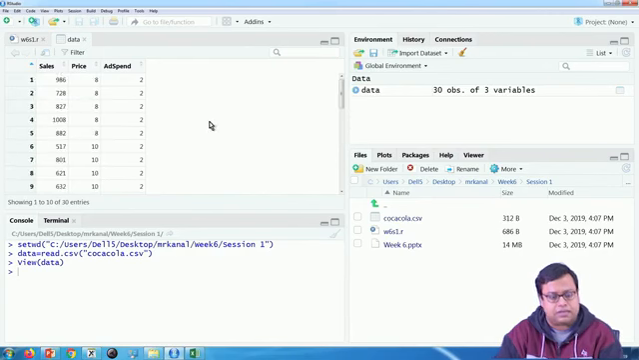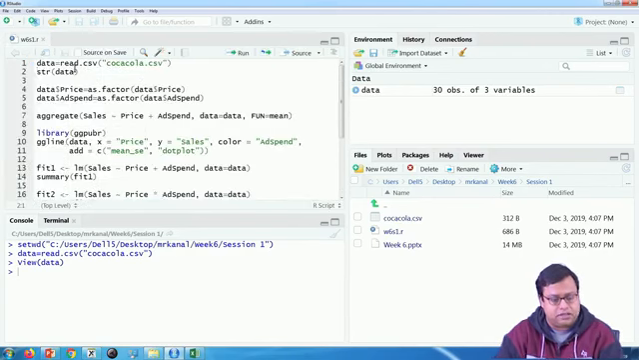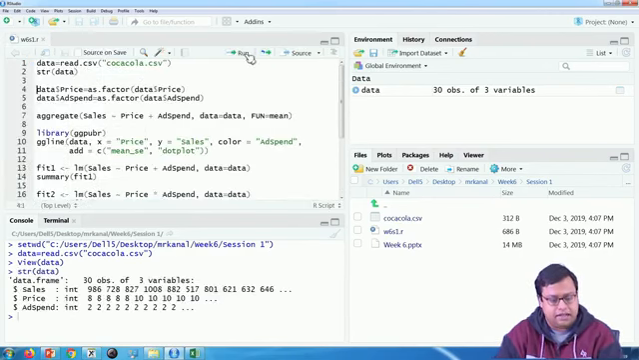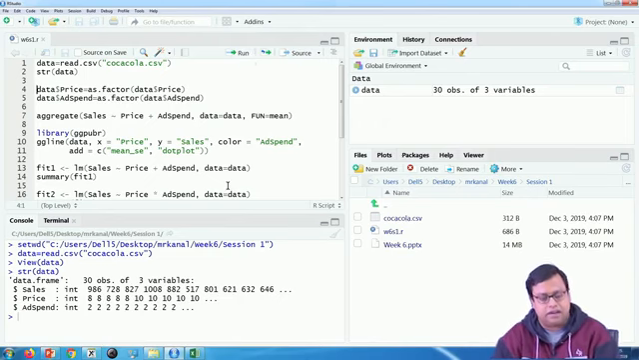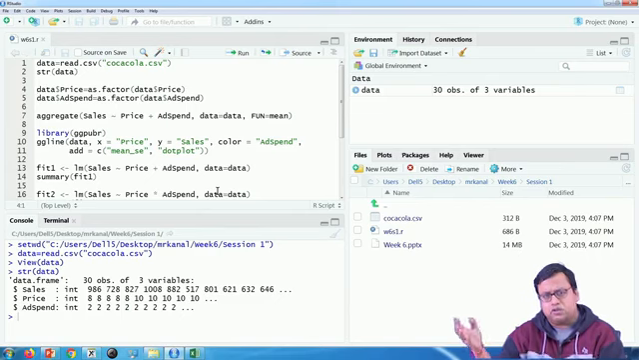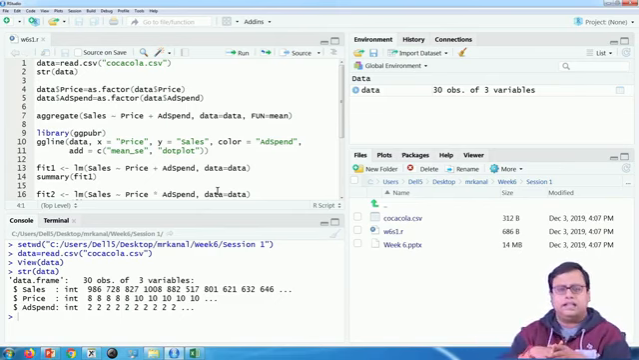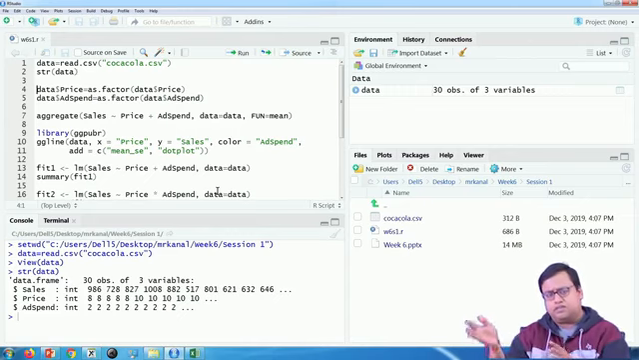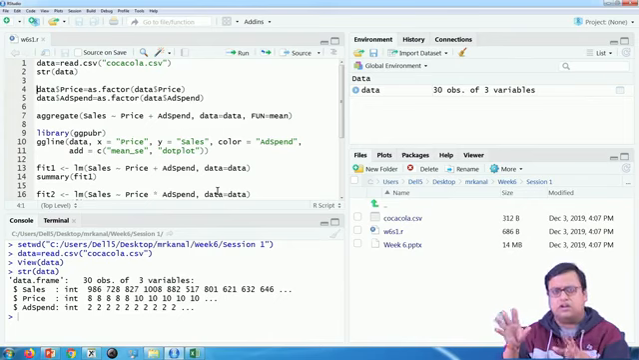The next step is to check the structure of the data. The structure says there are 3 columns: a sales column, a price column, and an ad spend column. I am not saying that the price can be 8.5 rupees or 12.32 rupees; all these middle values are not there. There are only 3 options for the price: 8, 10 and 12.